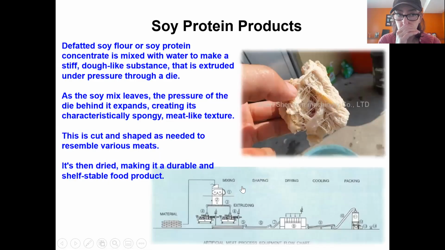This is the texturization route, where you get the flour or the concentrate mixed with water and other ingredients, and extruded, obviously under pressure. And the extrudate has this unique fibrous texture under certain conditions. Again, it can be cut into different shapes, and it's another meat-like product.